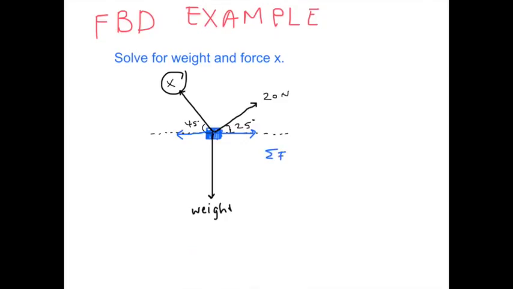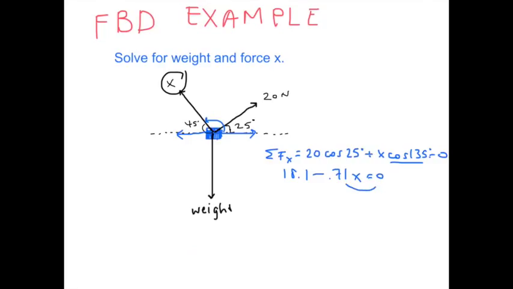Sum of forces in the x direction will equal 20 cosine 25 degrees, that's the force on the right side, plus x cosine 135 degrees. That's the angle that this force makes with the x-axis. Now we know that the object is at rest, these are all going to equal 0. So let's plug in some numbers. We have 20 cosine 25 degrees, that's about 18.1. We have negative 0.71, that's cosine of 135 degrees, times x equals 0.